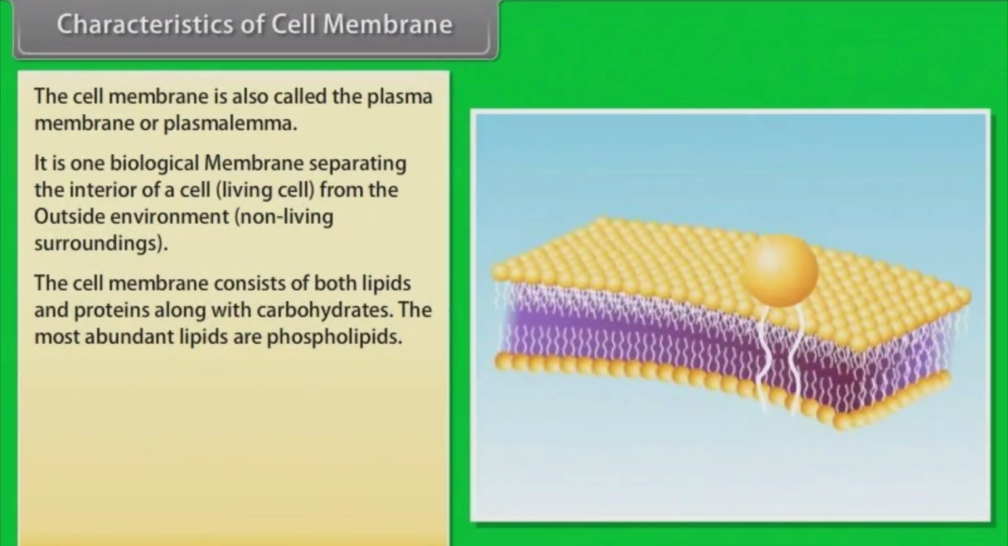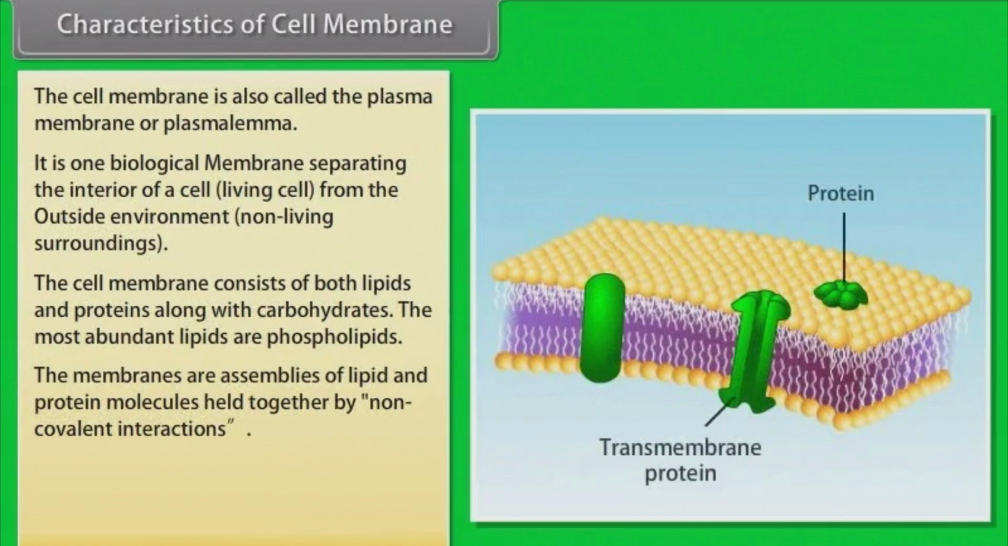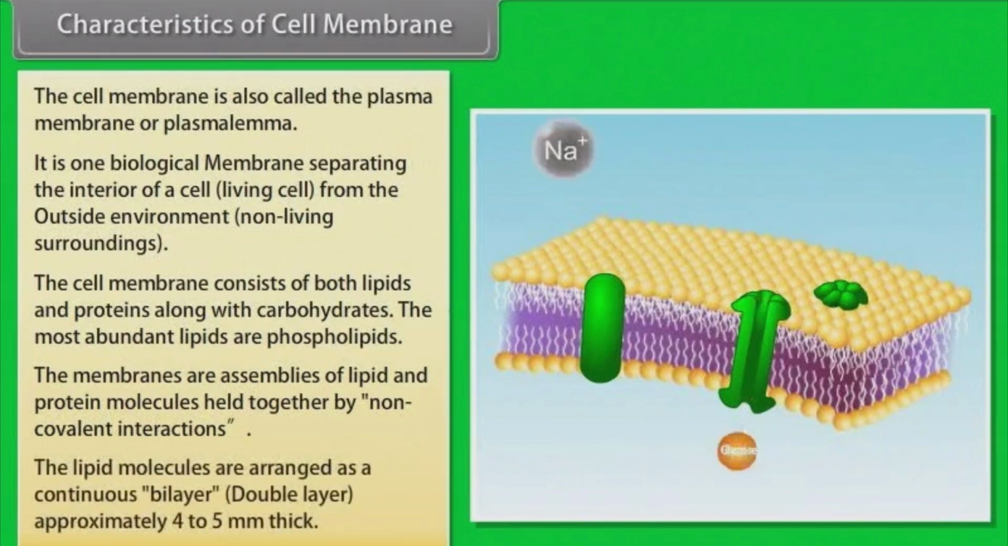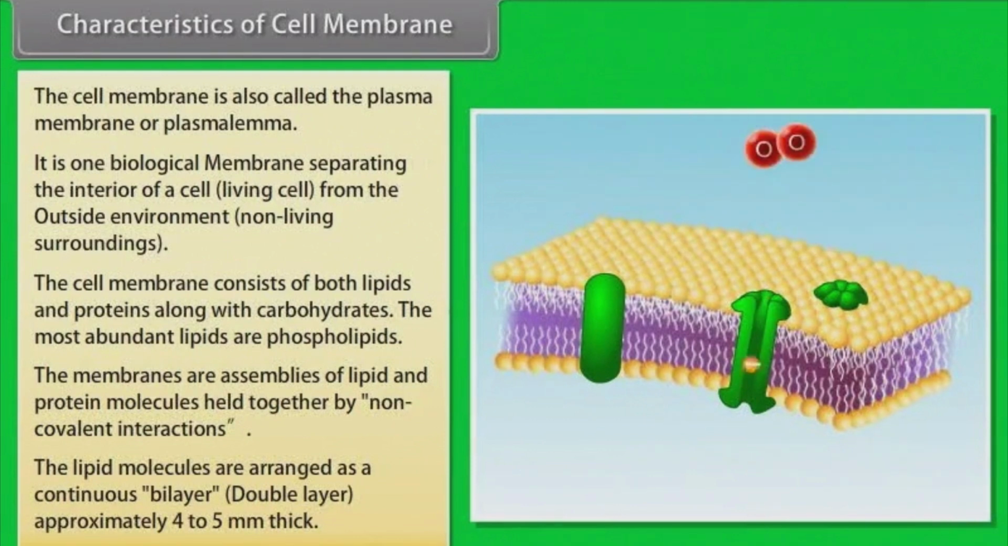The most abundant lipids are phospholipids. The membranes are assemblies of lipid and protein molecules held together by non-covalent interactions. The lipid molecules are arranged as a continuous bilayer, that is, double layer, approximately 4 to 5 nm thick.